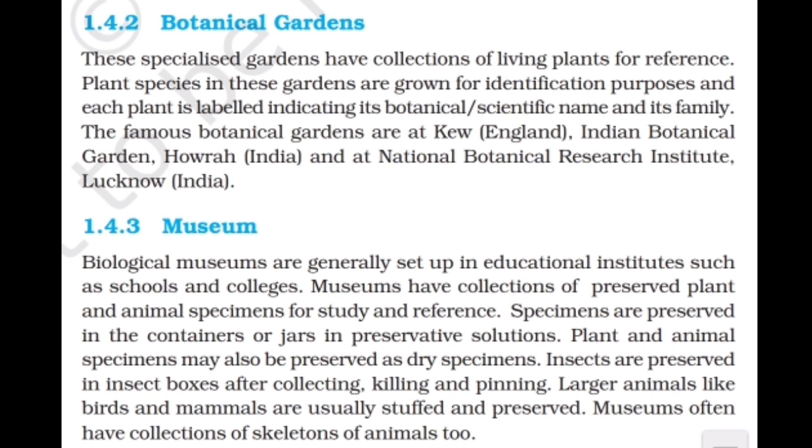Insects are preserved in insect boxes after collecting, killing and pinning. Larger animals like birds and mammals are usually stuffed and preserved. Museums often have collections of skeletons of animals too.